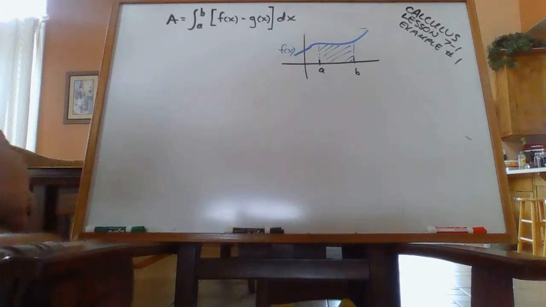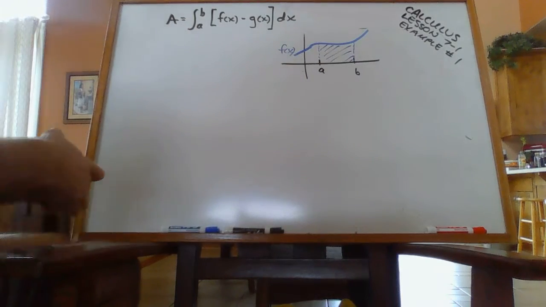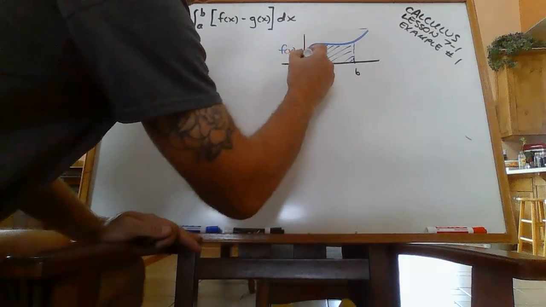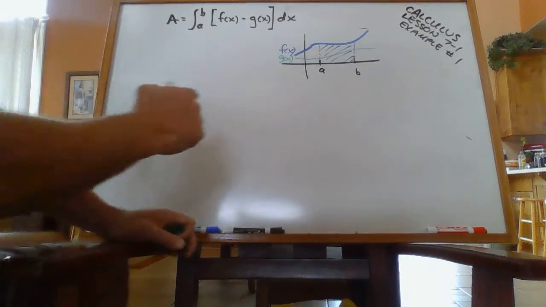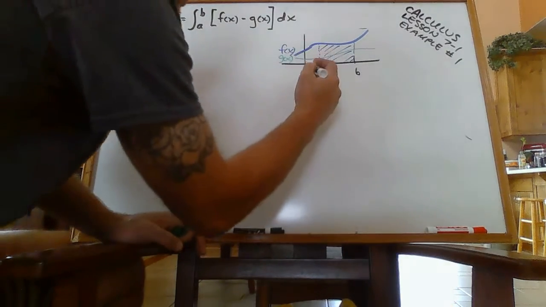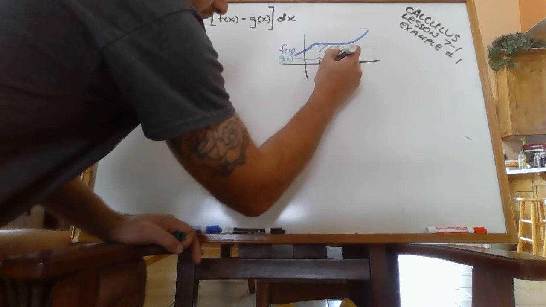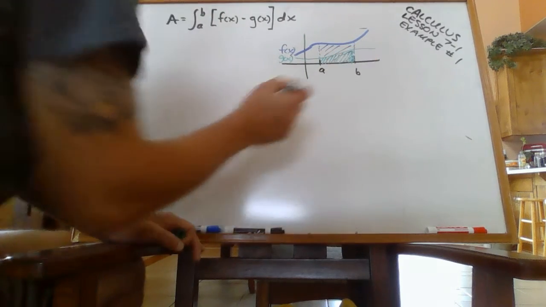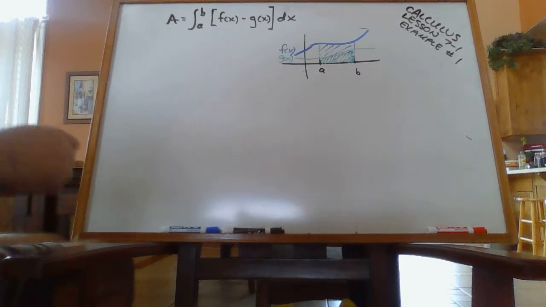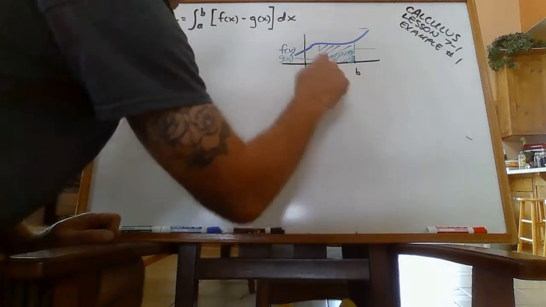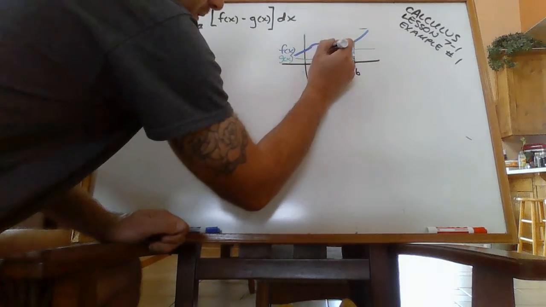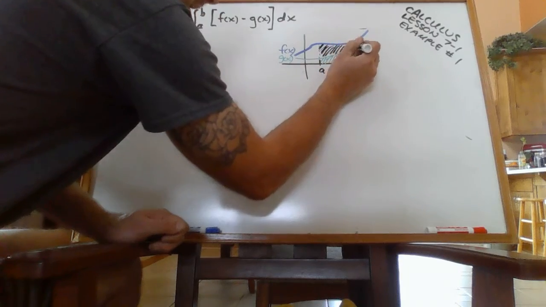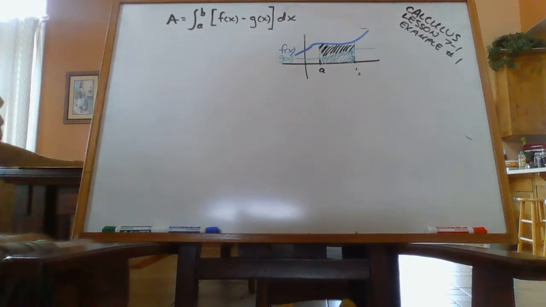Okay, well, if I have two curves, f of x and let's say g of x, so here's g of x, then if I find the area under f of x, which is the blue area, and then I take away the area under the green curve, then I'm left with the area between these two graphs right here. So that's the area of f of x minus g of x. Okay, so let's look at a specific example.